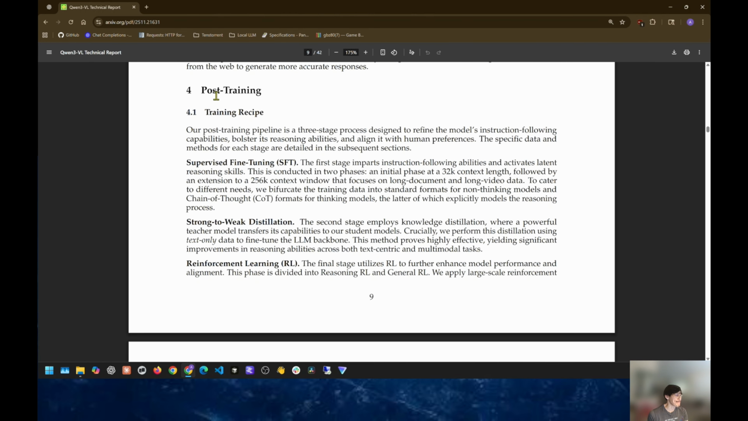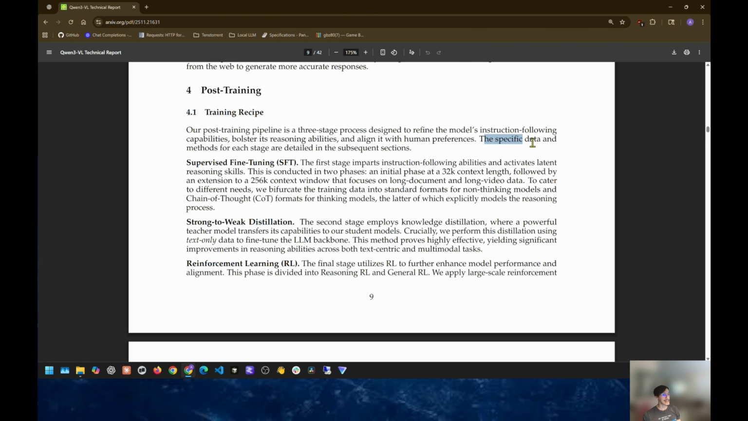Okay, post-training. Our post-training pipeline is a three-stage process designed to refine the model's instruction following capabilities, bolster its reasoning capabilities, and align it with human preferences. So this is after all that pre-training. This is where it becomes like a chat model. This becomes like a GUI agent. This becomes a lot of things. And I think they're just generalizing it to become a chat model.